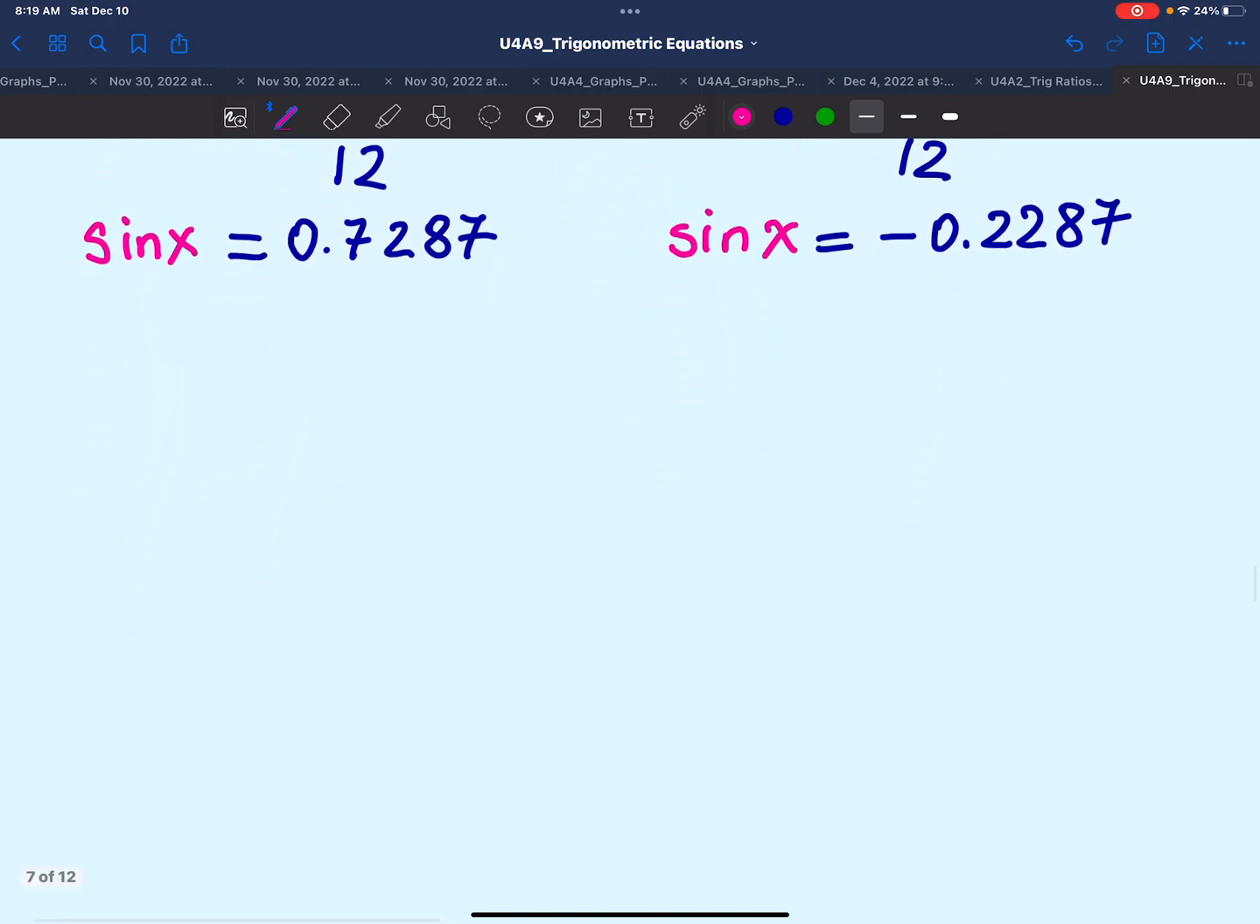So here we go again. We're going to say that angle x will be equal to inverse sine 0.7287. Obviously, we are going to get rounded answers. So set your calculator to radian mode so you can get the answer in radians. So inverse sine 0.7287 will give the angle 0.82 radians.